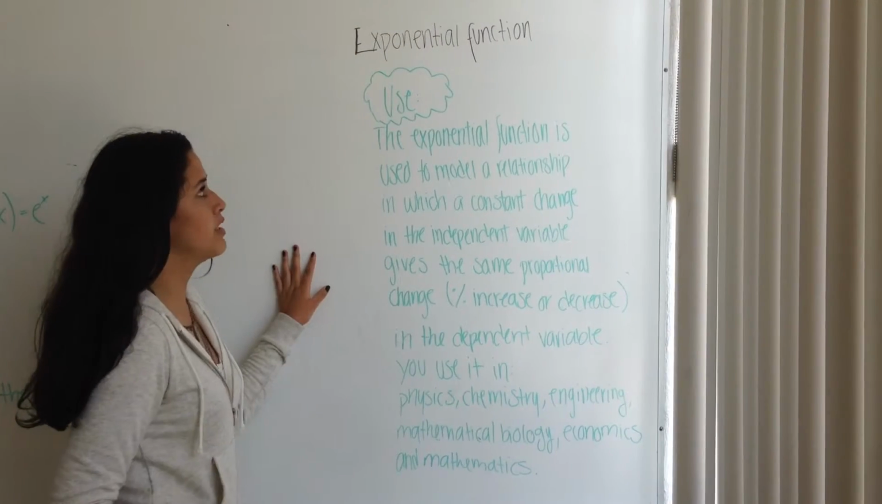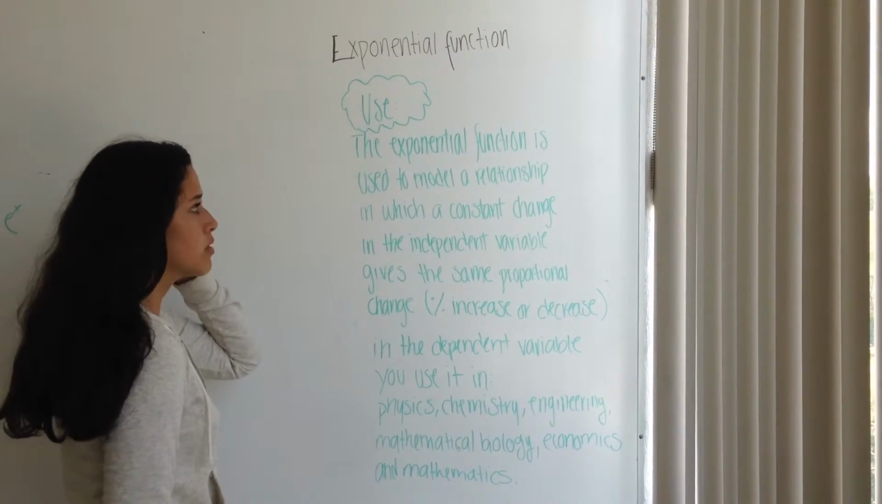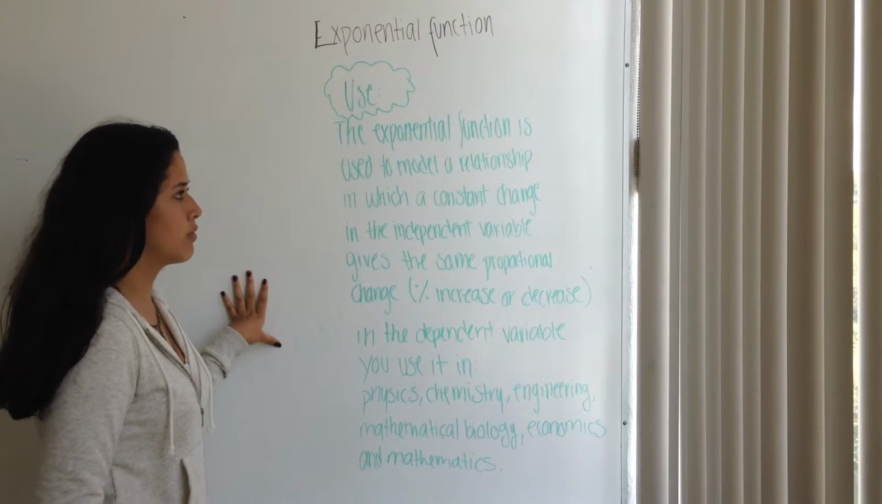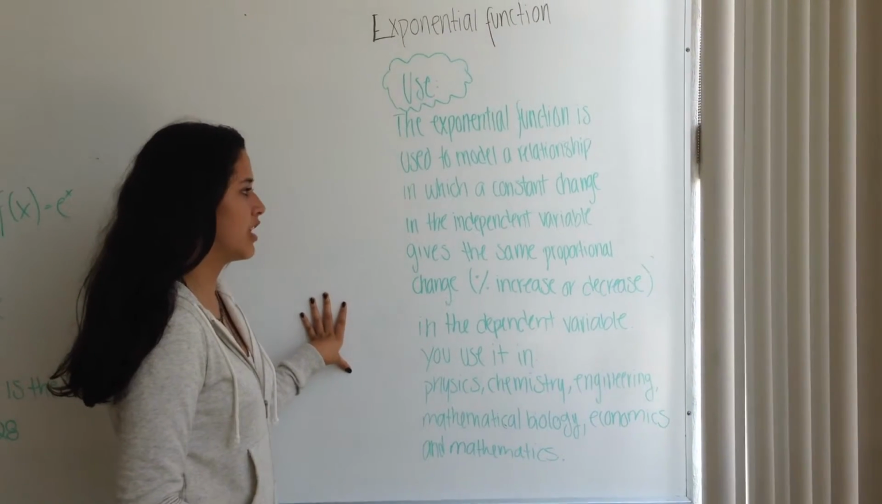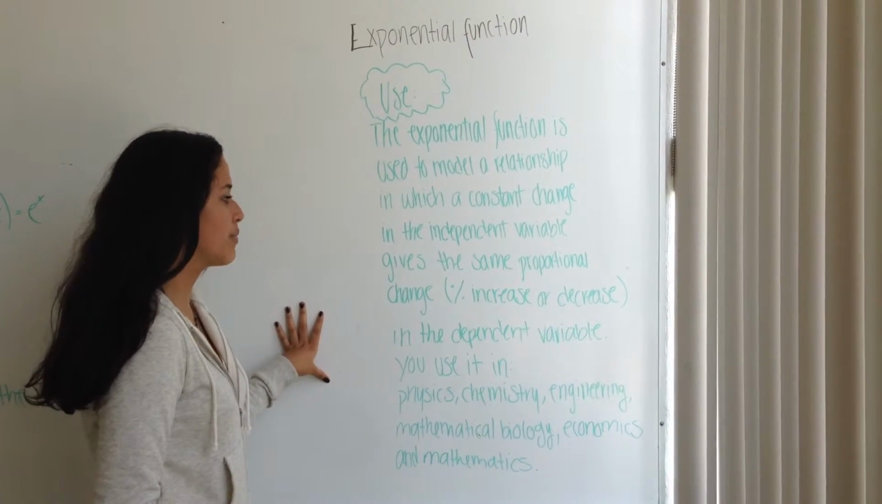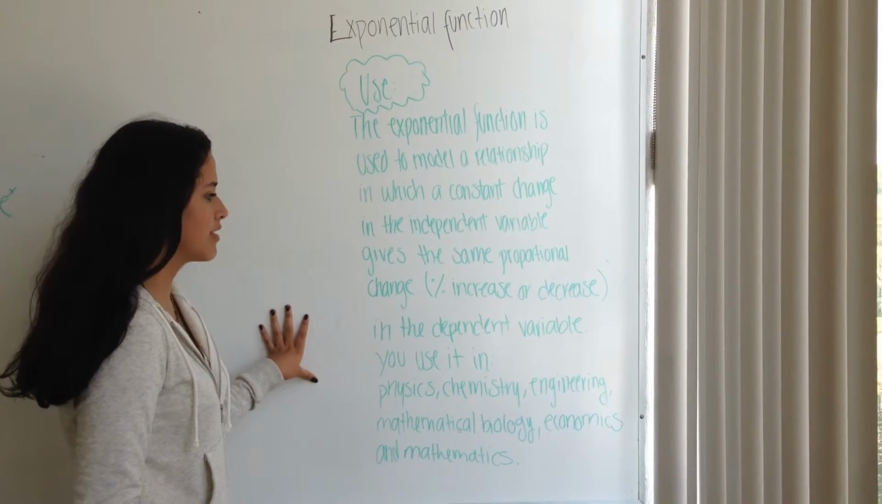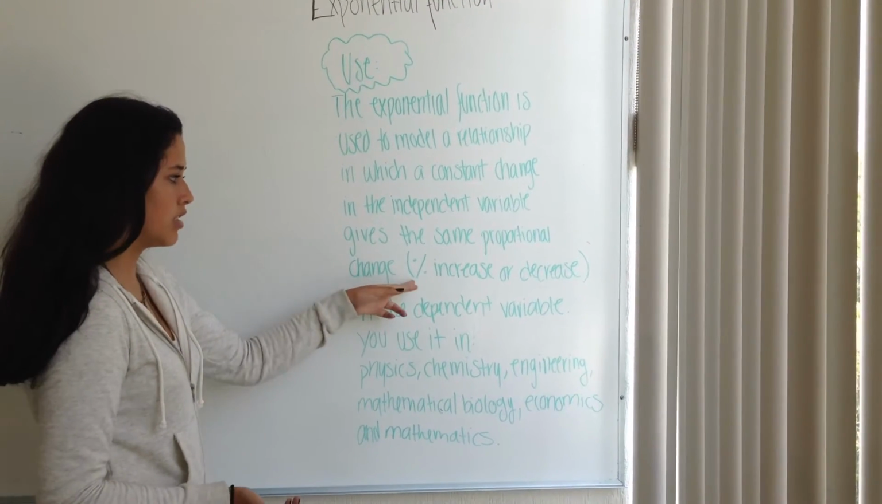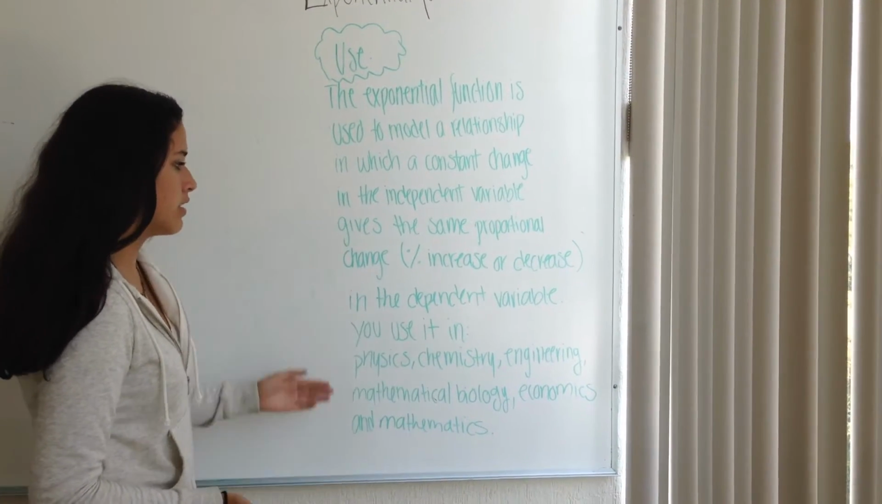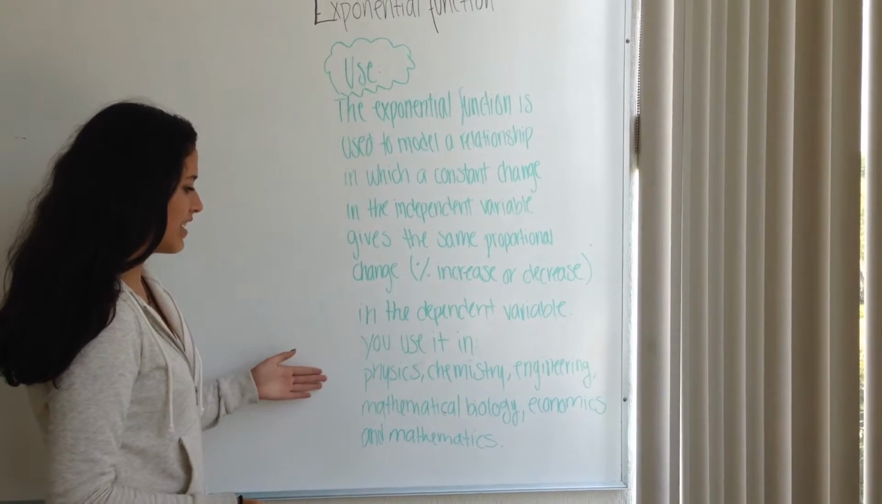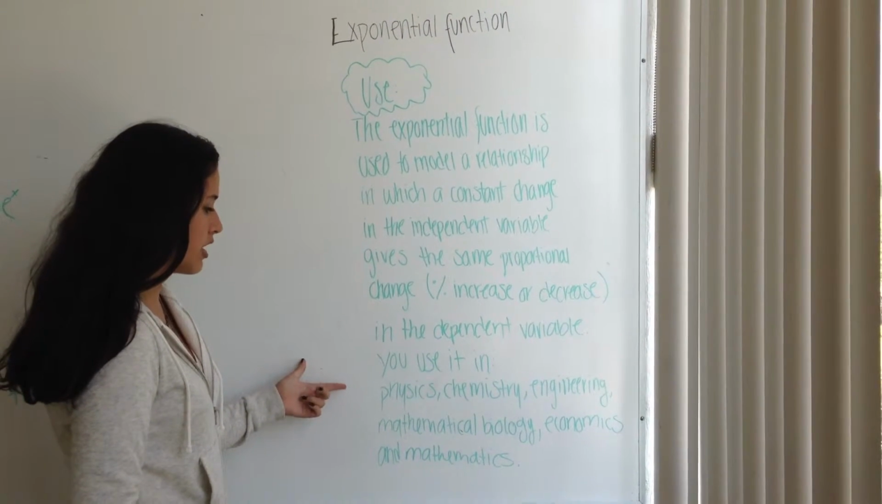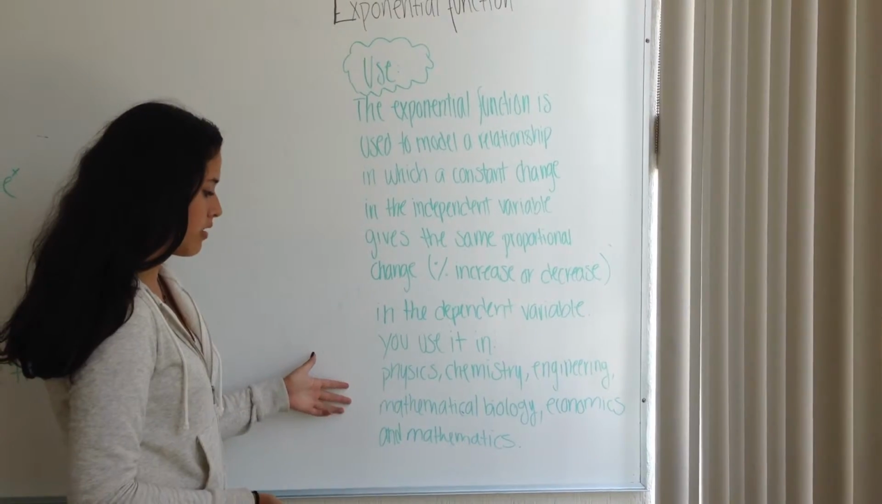Okay, so the exponential function. The exponential function is used to model a relationship in which a constant change in the independent variable gives the same proportional change. An example is when there are percentage increases or decreases in the independent variable. You use it in physics, chemistry, engineering, mathematical biology, economics, and mathematics.